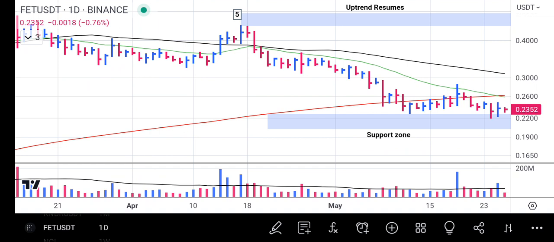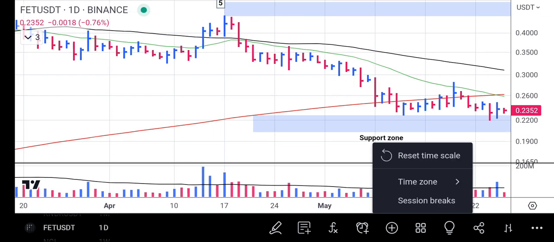I'll take the time to analyze the big picture, and I'll also show you the projection, the next level which Fetch.AI will reach once this rally starts. And I'll show you the area where the rally is going to start and the entry point for the rally. Follow me and let me get into this analysis in detail.